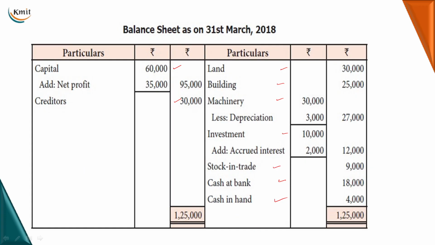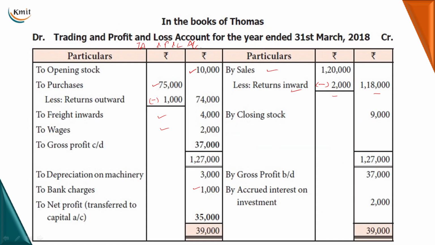Now we'll look into how the adjustment has to be done. The first adjustment pertains to closing stock, 9,000 rupees. It is entered on the asset side of the balance sheet here. The same 9,000 will be reflected again in the trading account here. The twofold effect for this adjustment pertaining to closing stock: once in the balance sheet and another on the credit side of the trading account.